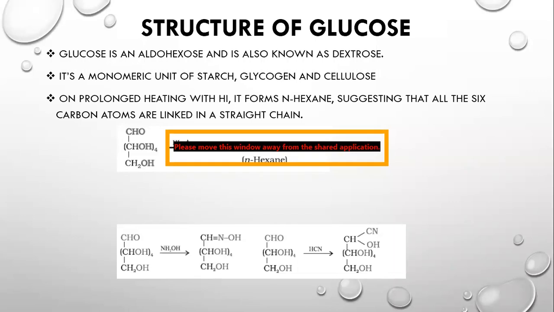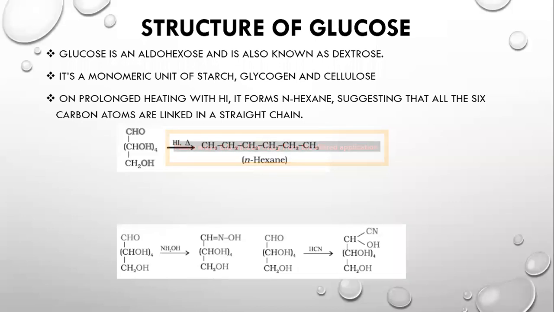Done. The number of hydrogens: 1, 2, 3, 4, 5, 6, 7, 8, 9, 10, 11, 12, 13, 14, 15, 16. Yes, it's also right. Number of oxygens: 1, 2, 3, 4, 5, 6, 7, 8. So the formula you are writing is C8H16O8. Now I'm just replacing the OH with H.